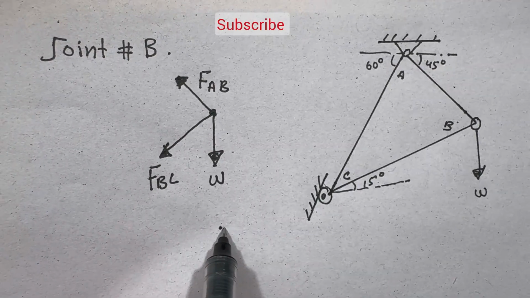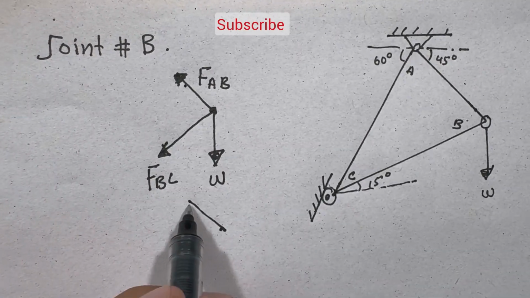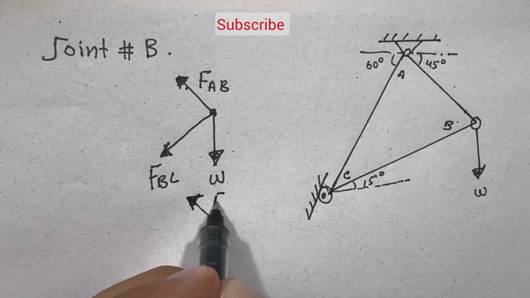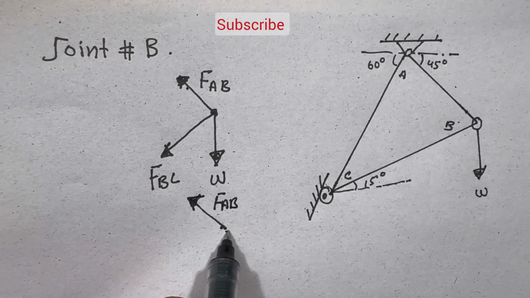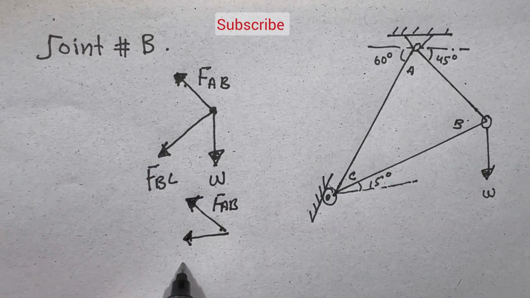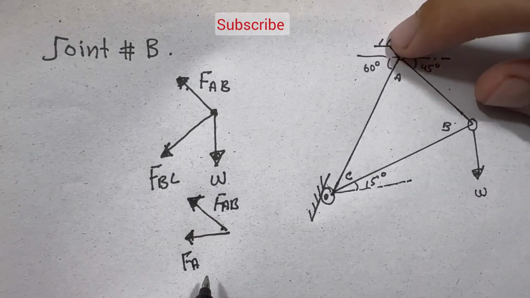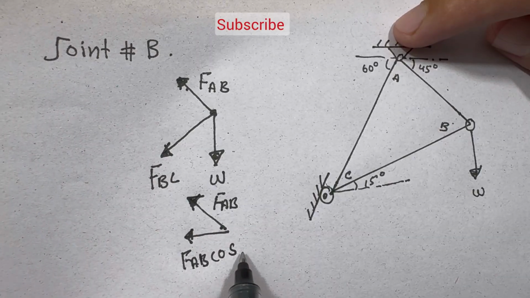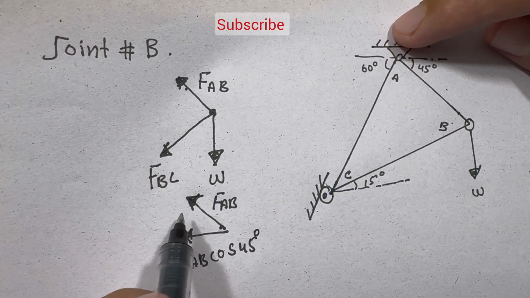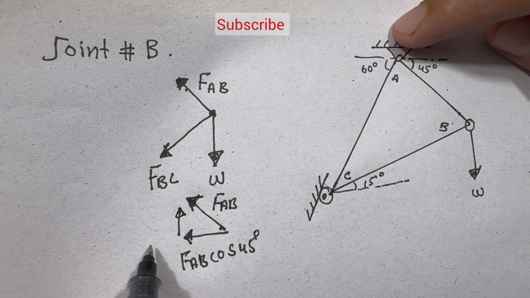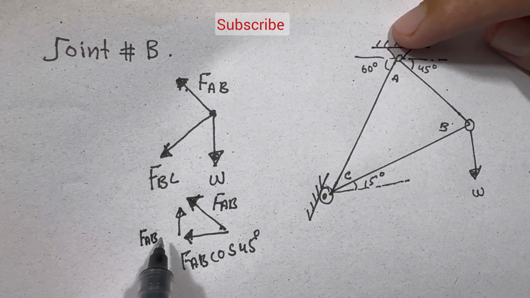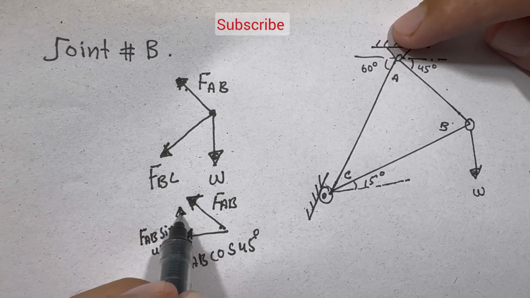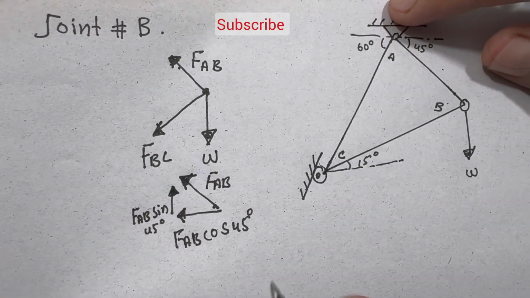So first of all I will take this member. This is the resultant force, which is FAB, and this is its horizontal component, which is FAB cos 45, at 45 degrees, and this is its vertical component, which is FAB sin 45. These two forces are the components of this member.